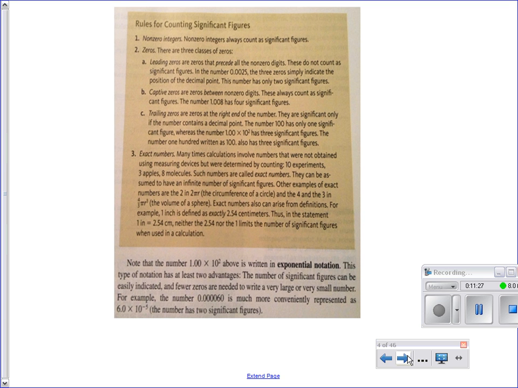Review these. I know that y'all might have learned Pacific and Atlantic and all these tricks. You guys are big kids now, so we're moving on to just knowing the rules. Non-zero integers: if you have a number that's a number, I don't care what it is, it's significant. Now zeros cause some issues.